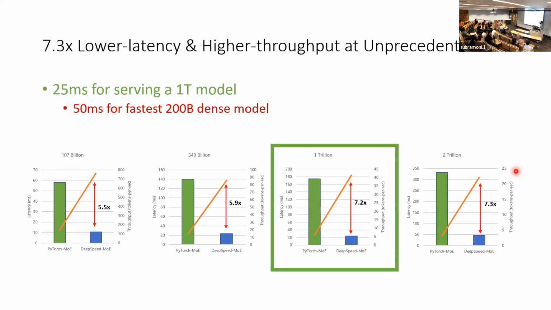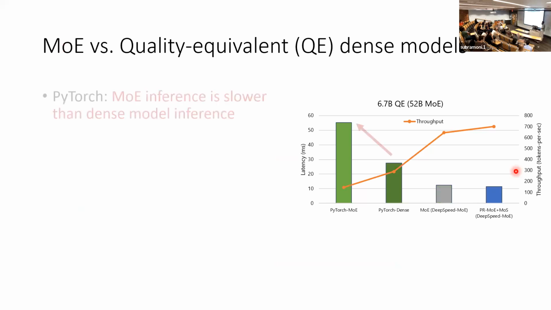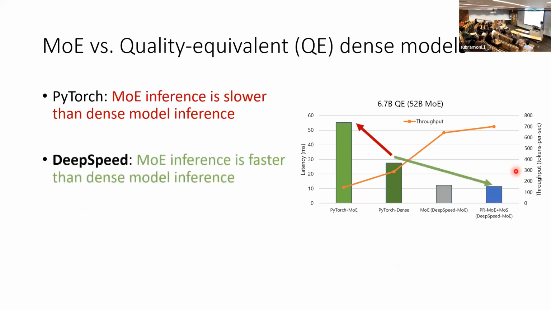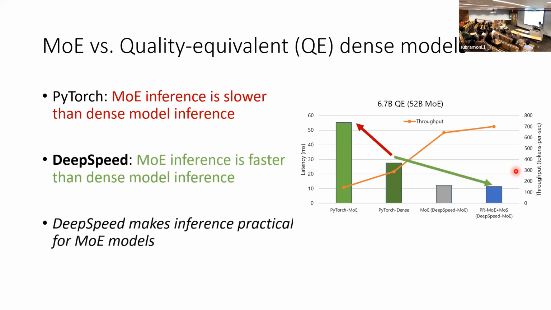So 25 milliseconds, that's sort of the upper boundary. Beyond that, it's not acceptable in the inference world. There are also many other interesting things in this slide, but I'm just trying to give you an idea how we make MOE inference practical with DeepSpeed.